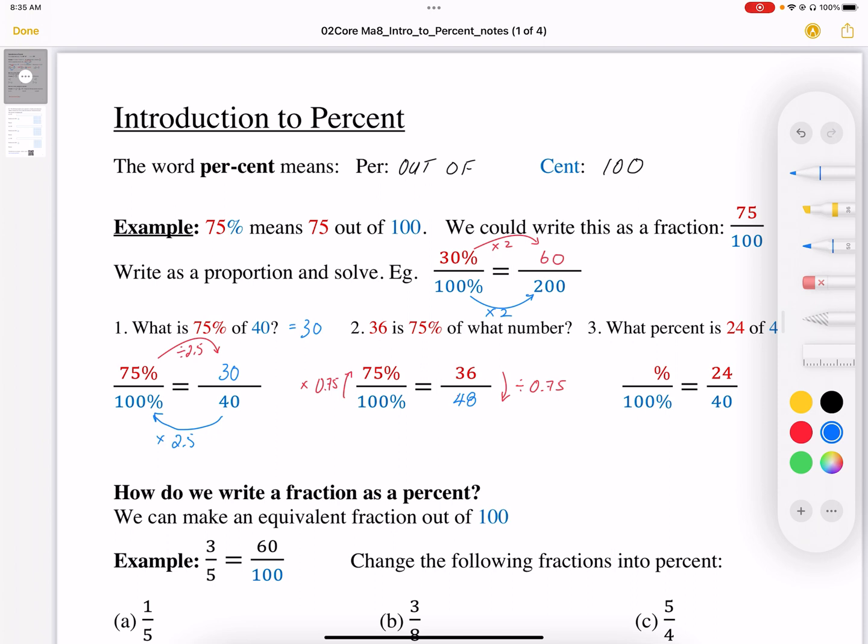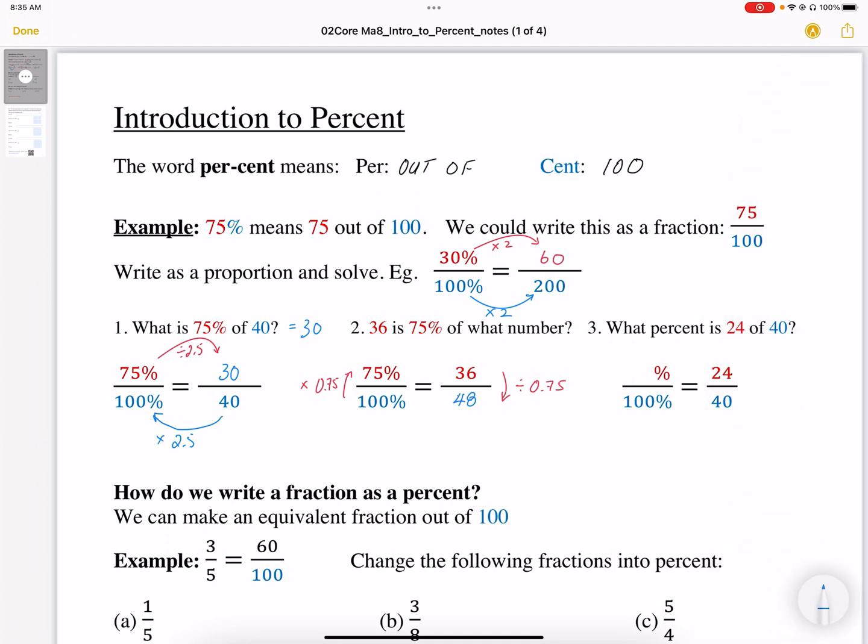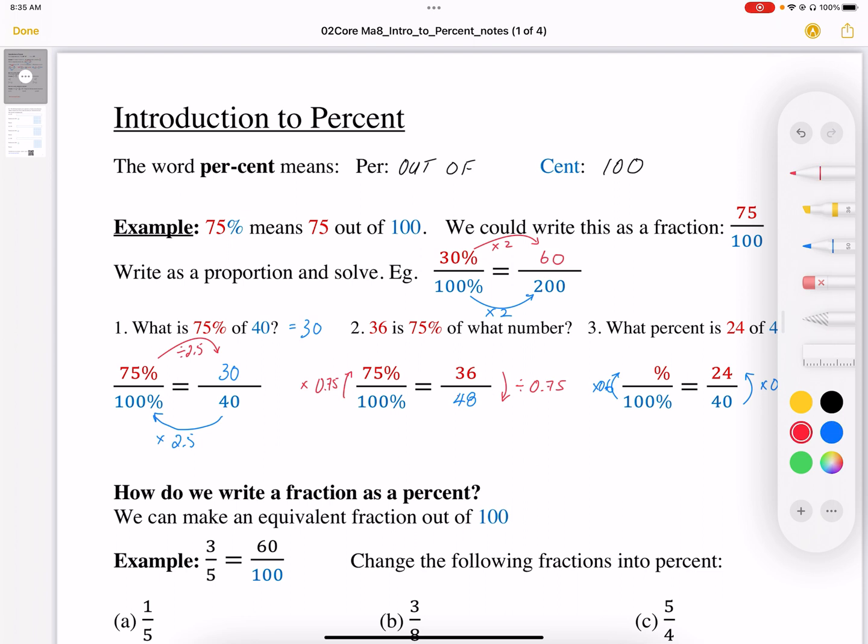So here we have in the next one, number 3, says what percent is 24 of 40? Well, 40 represents the whole, 24 represents the part. We show that in a fraction, and then we can just find the decimal multiplier for this fraction. So if I divide 24 divided by 40, that's going to give me my decimal percentage. So I have it times by 0.6. So that means that I'm going to do the same on the other side. I'm going to times by 0.6. And I get my decimal percentage, which is 60%.